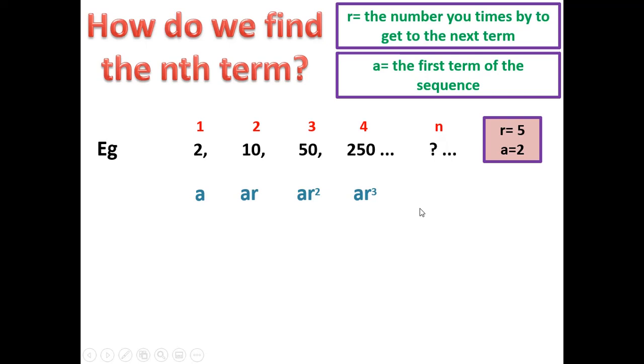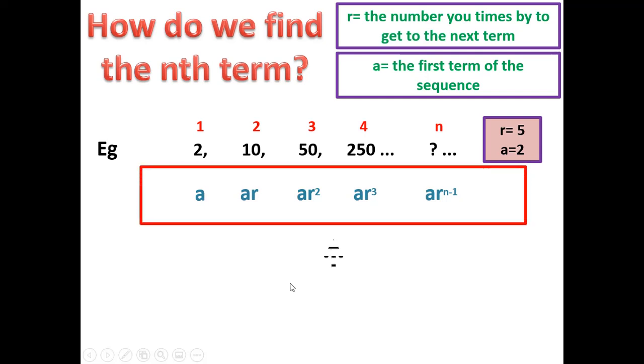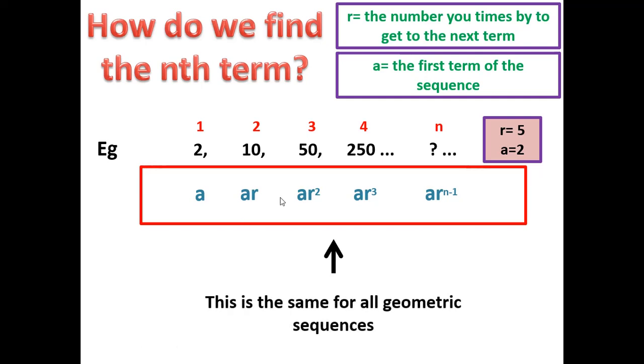So we have to represent this as a times r to the n minus 1. Okay, n minus 1. So this is the standard form. So you have to subtract the exponent by 1 to get your nth term. Okay, so take note of this. So, therefore, this particular representation is the same for all geometric sequences. Okay, this is the same for all geometric sequences.